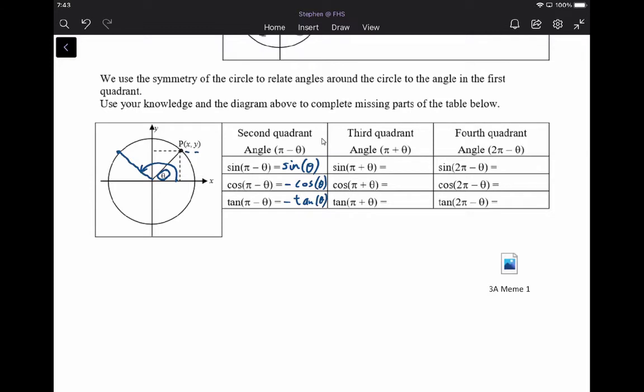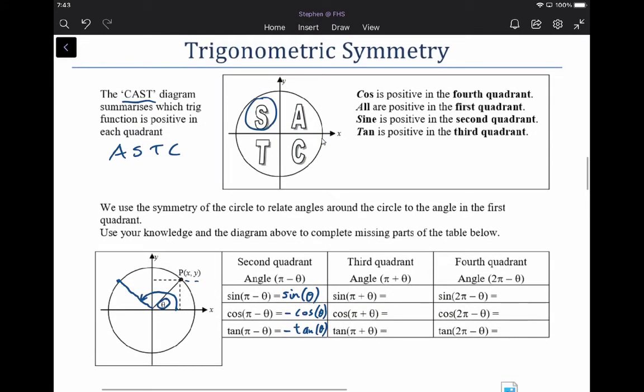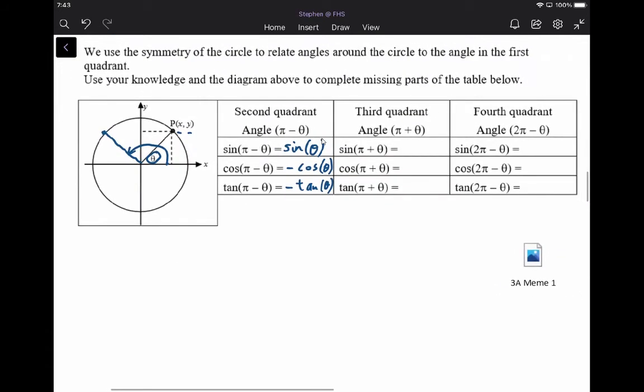Right, so in the second quadrant, sine is positive and both cos and tan are negative. That's where the S comes from. That's the ASTC going on. Okay, let's go to the third quadrant. What's going on in the third quadrant?